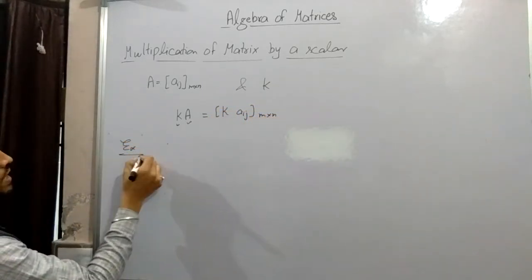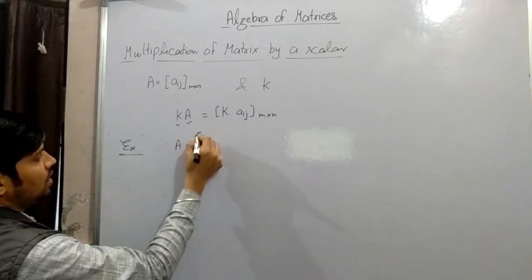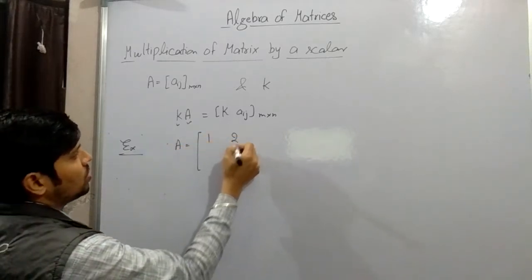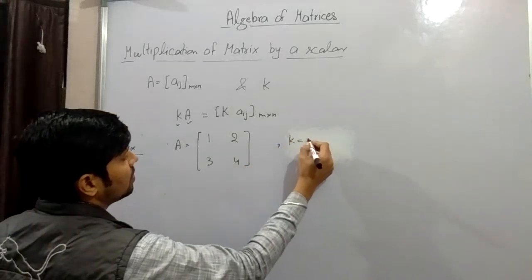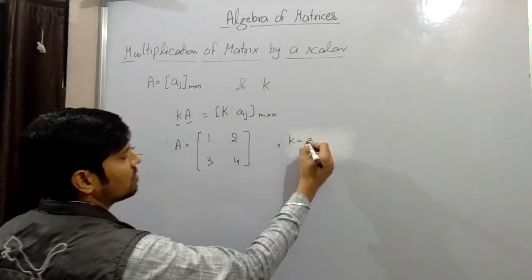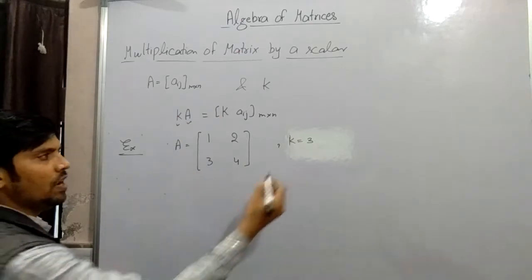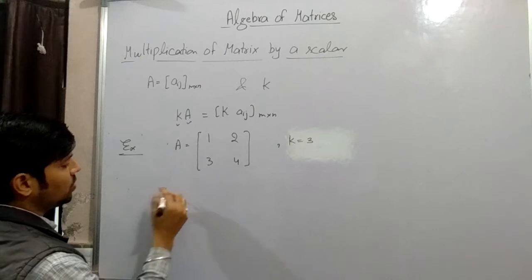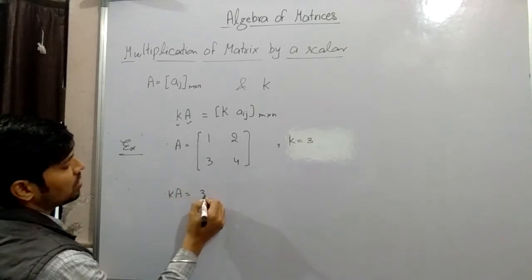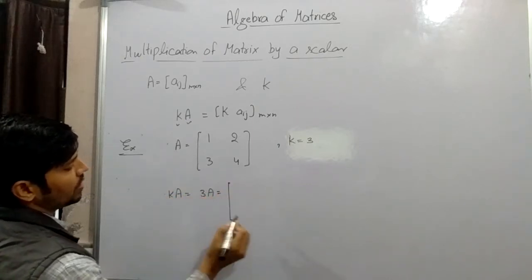It will be clear with the example. Let us suppose we have a matrix A, 1, 2, 3, 4, and the scalar K is given. Let us suppose K is 3. Anyway, we have taken K as 3. Then K into A means 3 into A. What will be 3 into A?